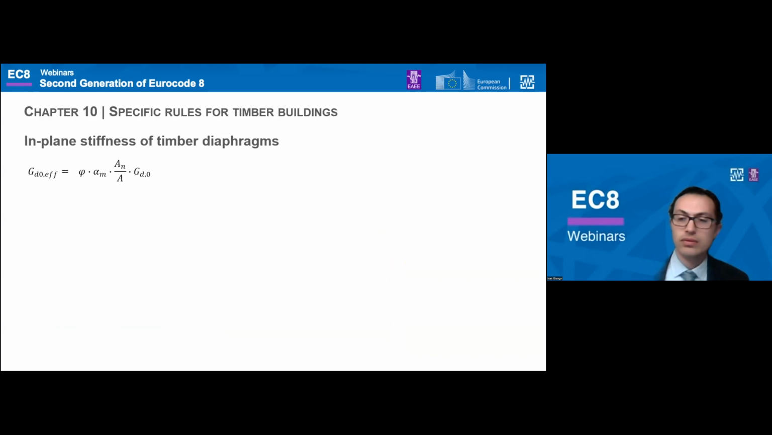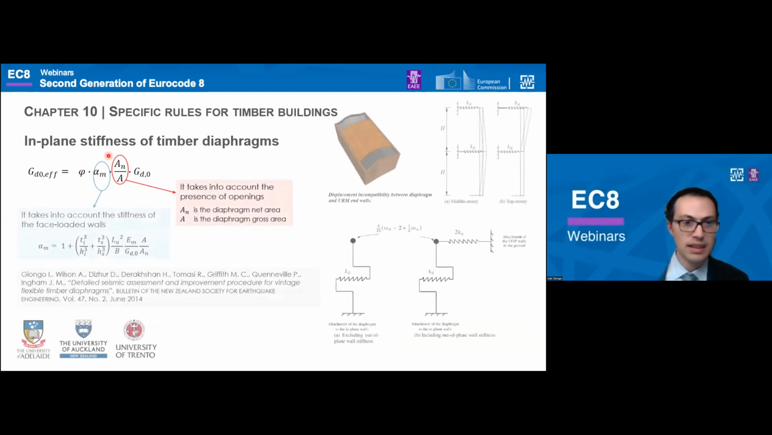In addition to the condition assessment factor, the diaphragm shear effective stiffness is also influenced by the ratio AN over A, which takes into account the presence of openings, and also by the alpha M factor, which takes into account the stiffness of the face-loaded walls. This is based on extensive research on the topic carried out and available in the literature.